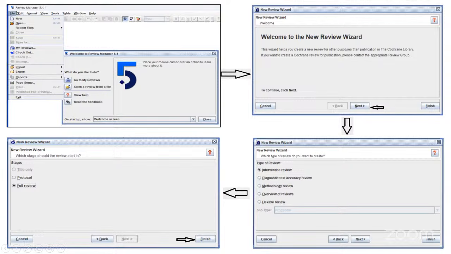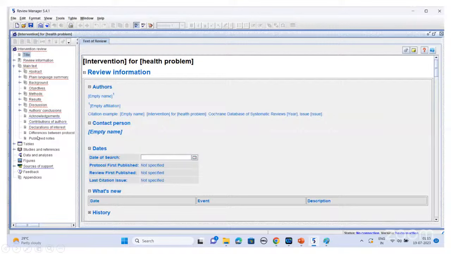Just download it, click on the file here. Once you click on the file, you will get the next. Click on next, and from there, whether you are doing a systematic review and meta-analysis for an interventional study or for a diagnostic study, simply click on that and then press the next button. Then again, you will get the protocol. Many people are also registering a protocol on that, but I'm concerned here about the full review paper. So click on the full review paper and then press the finish button. Then in that case you will get this kind of screen.